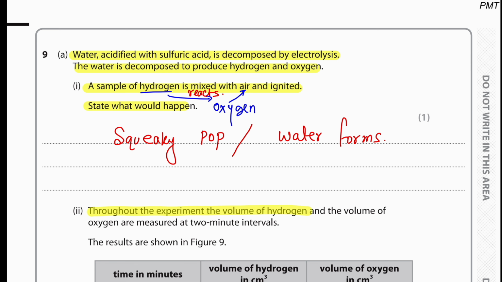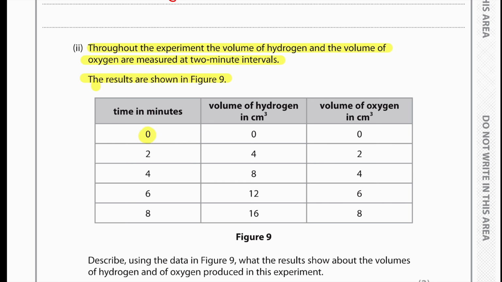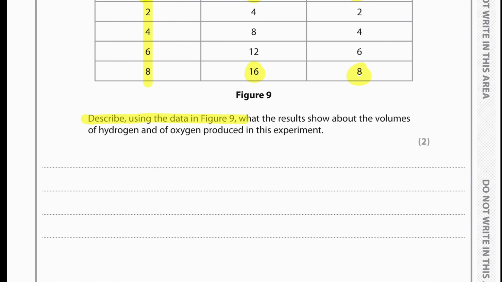Throughout the experiment, the volume of hydrogen and the volume of oxygen was measured at 2-minute interval. The results are shown in figure 9. Time in minutes, 0, volume of oxygen, hydrogen and oxygen. As the time continues to 8 minutes, volume of hydrogen is 16 and volume of oxygen is 8 cm3 respectively. Describe using the data in figure 9 what the results show about the volumes of hydrogen and oxygen produced.